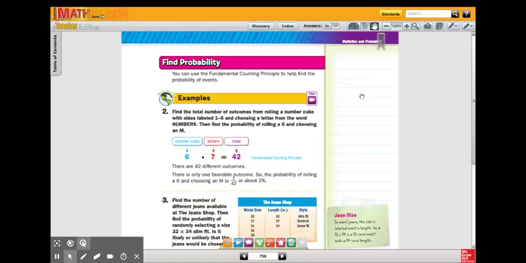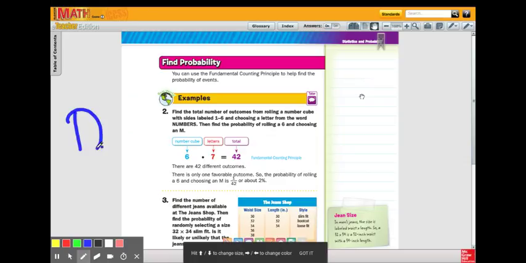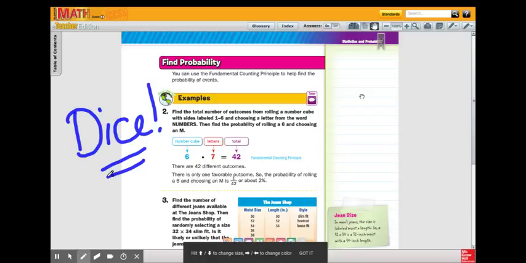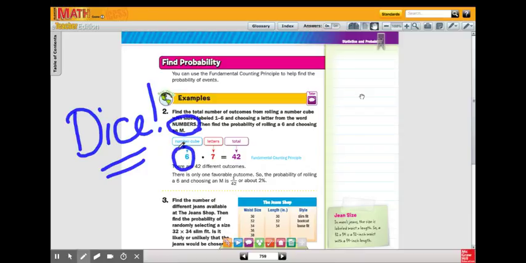So then they have some examples on 759. They're saying that we're rolling a number cube and then choosing a letter from the word numbers. So the number cube has 6 choices. The letters, there are 7 letters. And then that tells you 6 times 7, there'd be 42 choices.